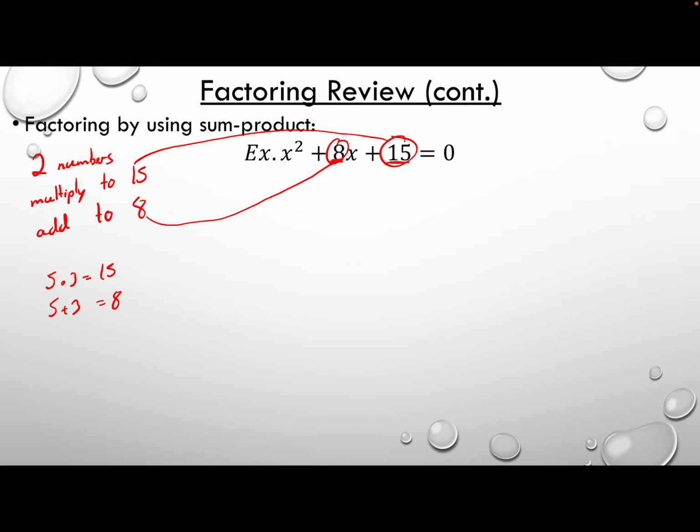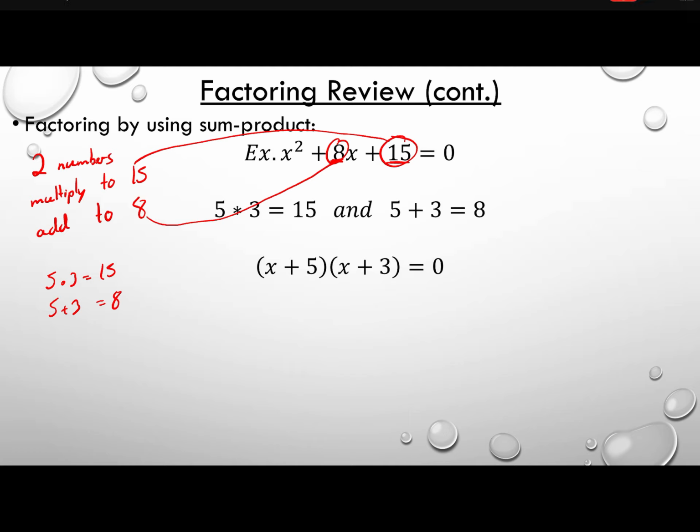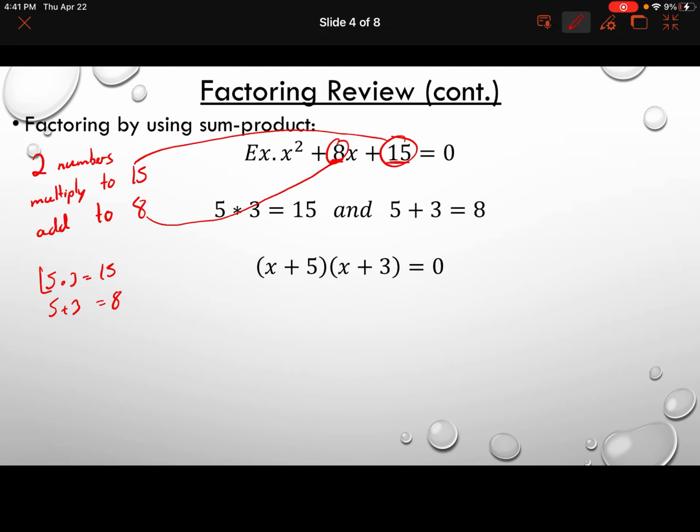Well, what do we do with those two numbers? Now we're going to put it into this form. We call this factored form. So we have x plus 5 times x plus 3 is equal to 0. You simply take those two numbers that you found and place them inside parentheses like so.